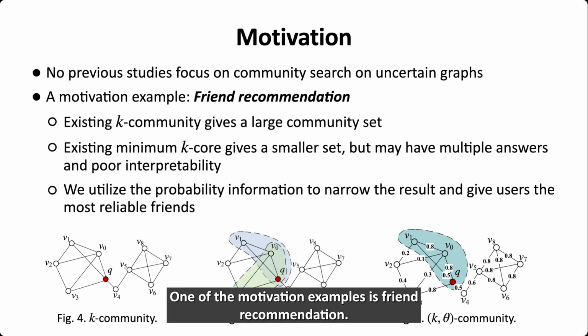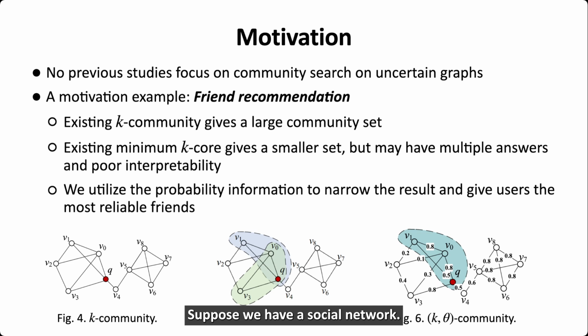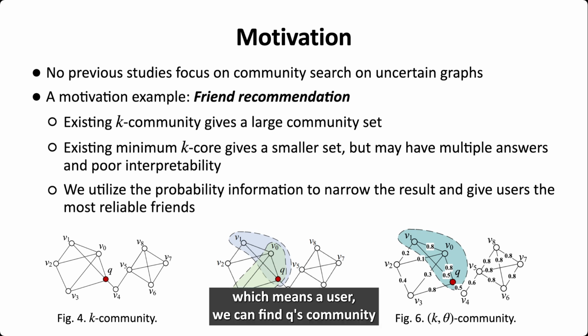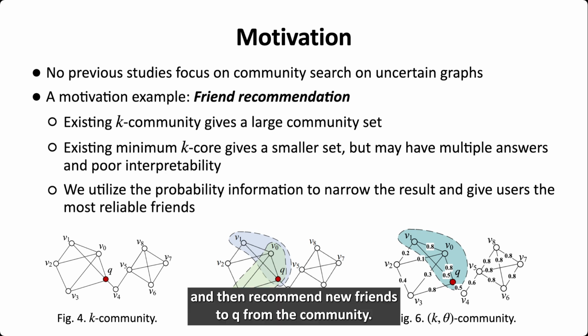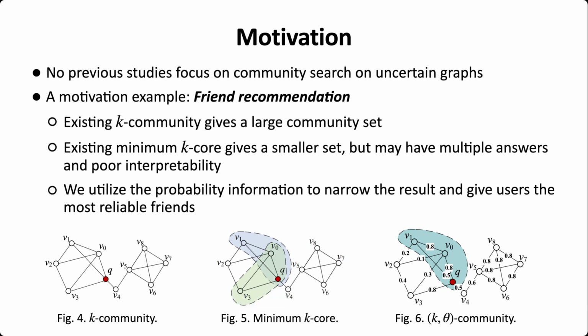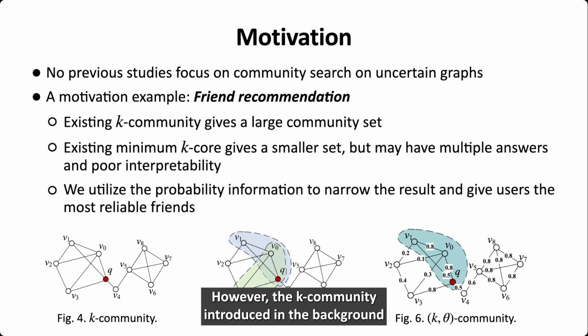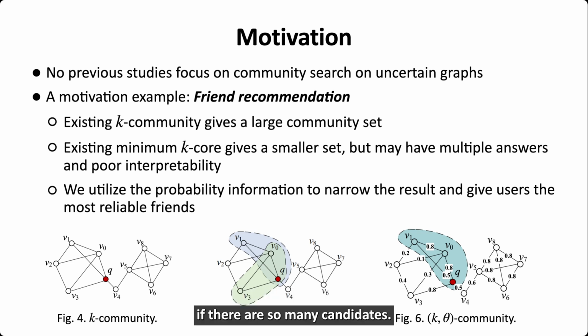One of the motivating examples is friend recommendation. Suppose we have a social network. Given a query vertex Q, which means a user, we can find Q's community, and then recommend new friends to Q from the community. However, the k-community introduced in the background is usually too large on a large social network. It's still hard to ensure the quality of the recommendation if there are so many candidates.